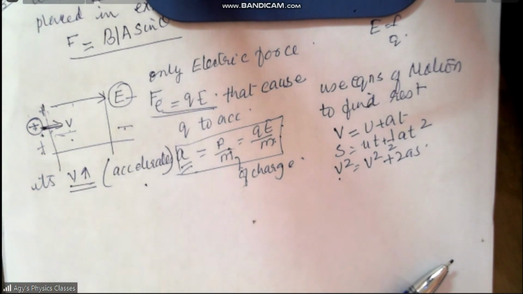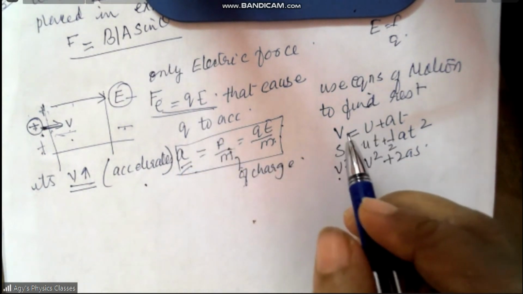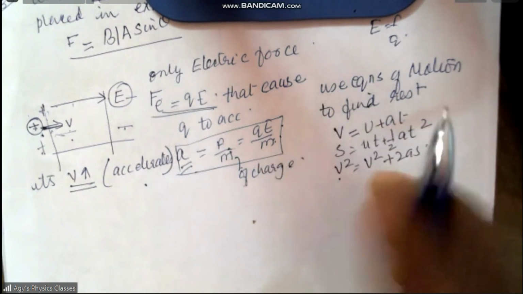So there is a magnetic field produced, and the force due to magnetism is equal to BQV sin theta.